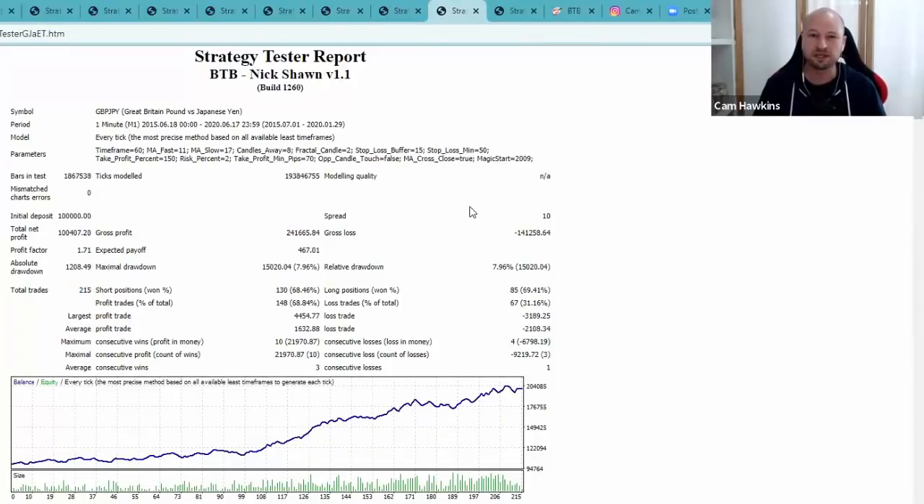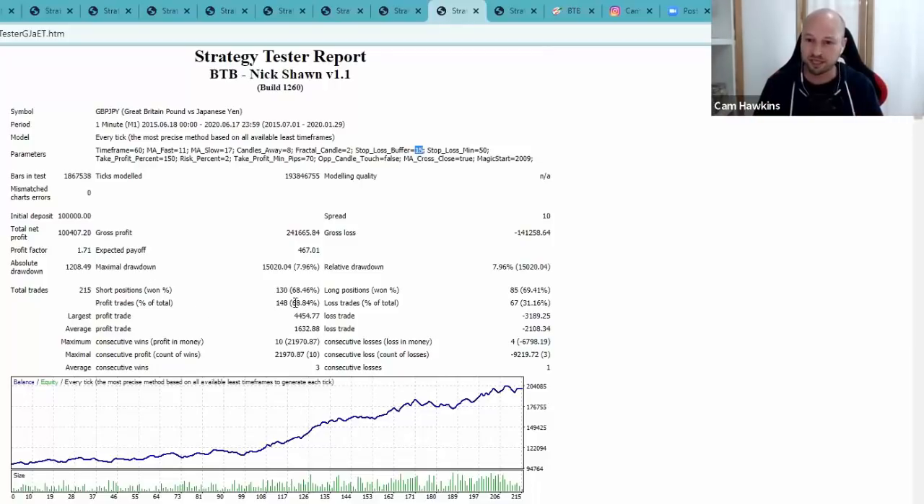I think this may have been the first test that I did when I made the mistake. So this was a 15 pip stop loss buffer, then the one I showed you was a 5 pip stop loss buffer. So you basically reduced your stop loss by 5 pips, and it made a big difference.